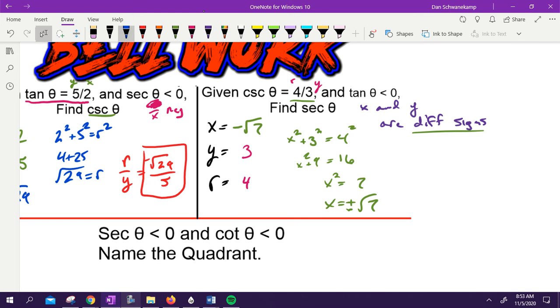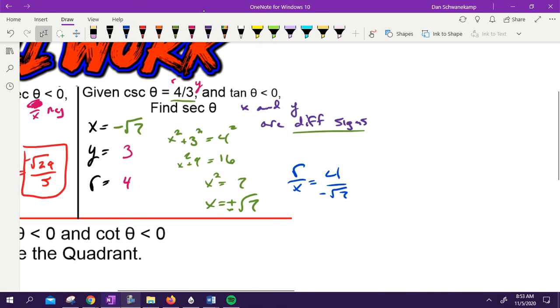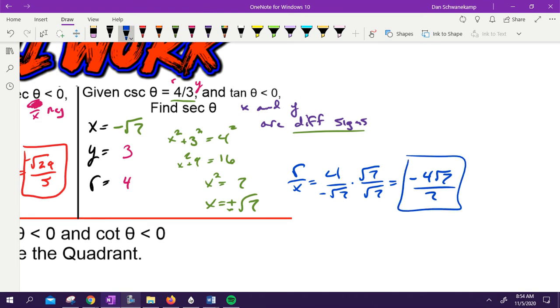Okay, what am I going to have to do here for secant? Good. R over x. So your r is 4 and your x is negative root 7. We like that answer? Nah, we got to multiply by root 7. So negative 4 radical 7 all over 7. There's my answer. Questions there?